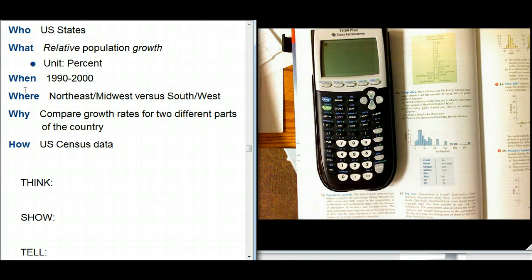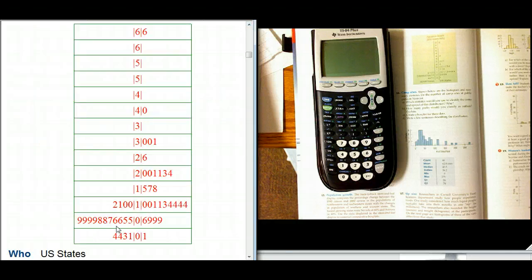Here are the W's. Who is the U.S. states? The individual cases are individual states. What is population growth? But I want to emphasize two things. One is these are relative population growth figures. These are percentage growth rates. So a big state, even if it's got a small growth rate, maybe if it's one of these down here, if it happens to be a big state, that could still be adding a lot of actual people.